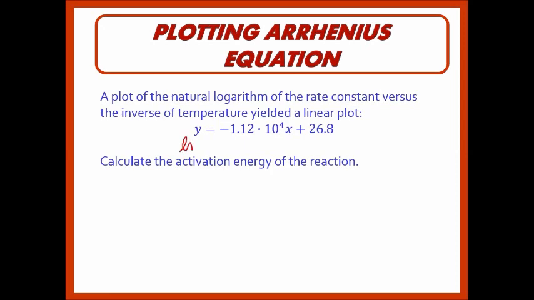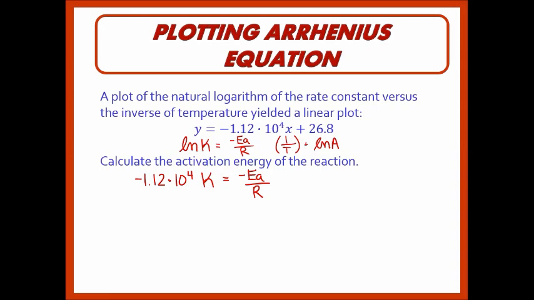Well, if we recall the Arrhenius equation, we remember that this is analogous to the natural logarithm of k is equal to the negative activation energy over the ideal gas law constant times 1 over temperature in Kelvin plus our natural logarithm of the frequency factor. And so our slope with the units of Kelvin is equal to the negative activation energy over R.